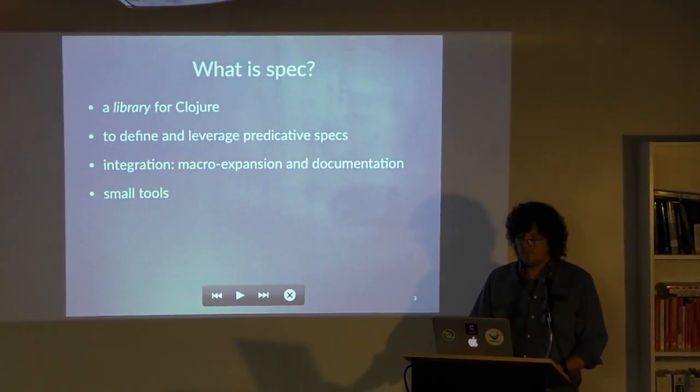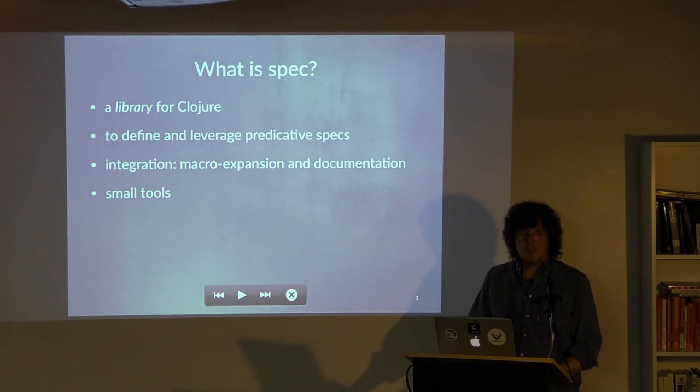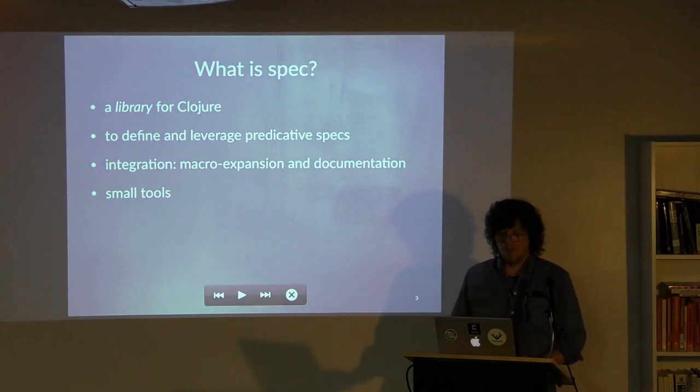So the first thing to know about Clojure spec, and it's an important characteristic of Lisps in general, is that you usually extend them by making libraries. And Clojure spec is just a library. We are adding a few things into Clojure to allow it to integrate with spec, but we haven't changed the language in order to make spec work. And it's a library that allows you to define and then take advantage of, in many different ways, predicative specs.